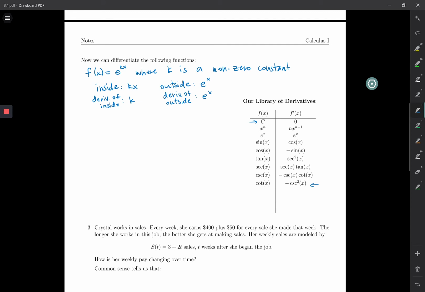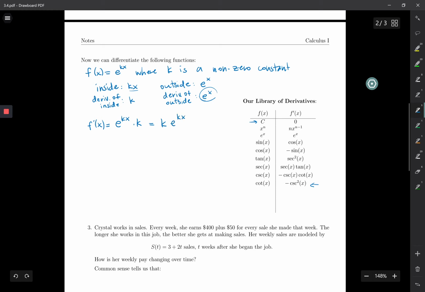Now we just apply the chain rule. So remember that we get the derivative of the outside function right here evaluated at the inside function. So we're going to get e to the kx, and that is the first piece. And then we multiply that by the derivative of the inside function. So that's k. So usually we write constants in front, so I'm just going to rewrite this as k e to the kx.